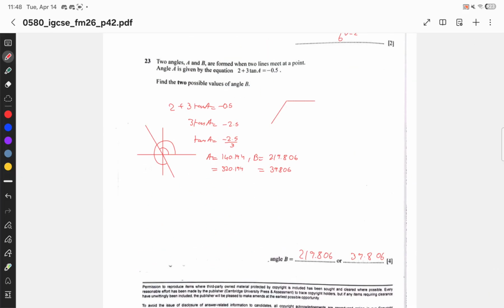That is our answer. I'm not sure of this last question, because I've been out of trig for a long time.